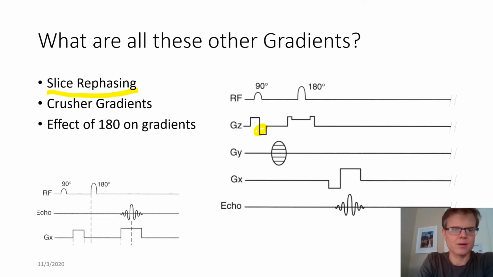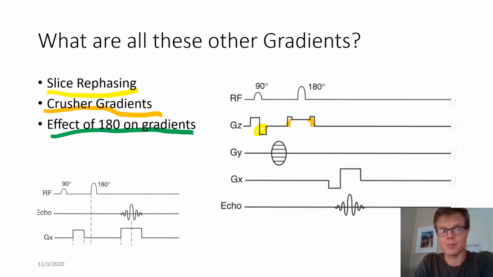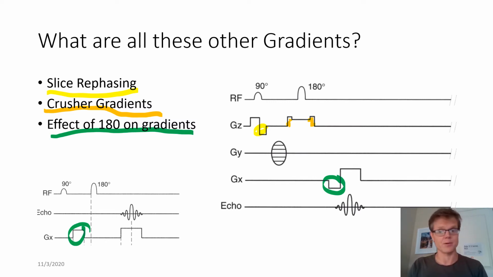We're also going to cover so-called crusher gradients. There are a couple in this diagram, these two around our spin echo pulse. And then we're also going to look at the effect of 180-degree pulses, or spin echo, on gradients. Here you want to note a contrast between these two sequences. There's actually a different polarity of the frequency encoding gradient, and in fact, both of these will accomplish the same thing. How they do that is what we're going to try to explain here.